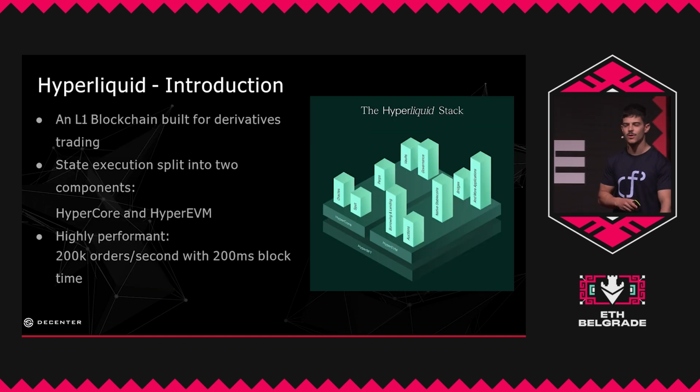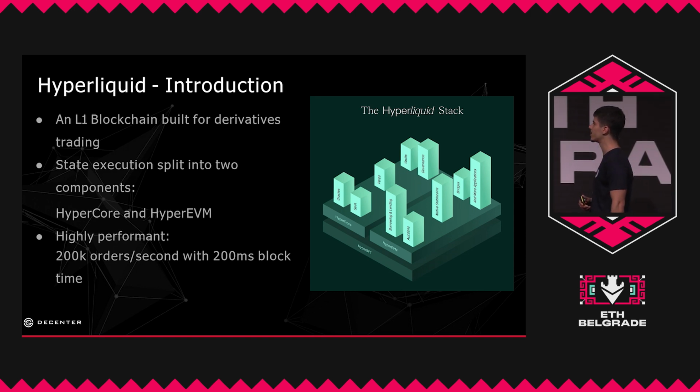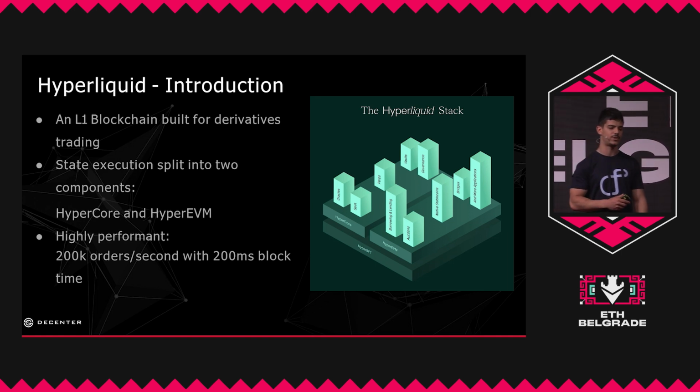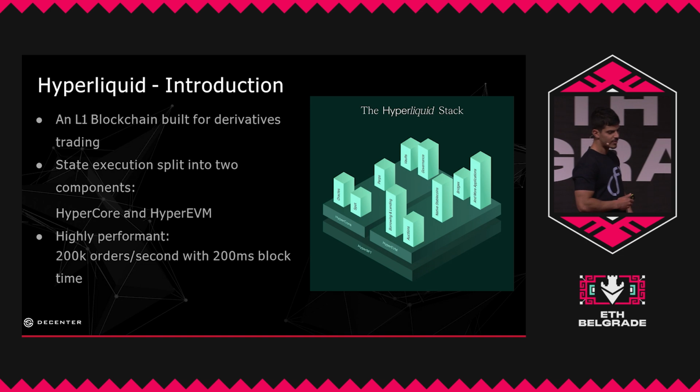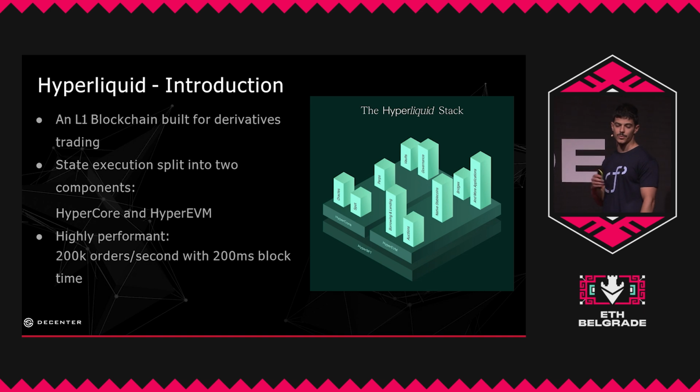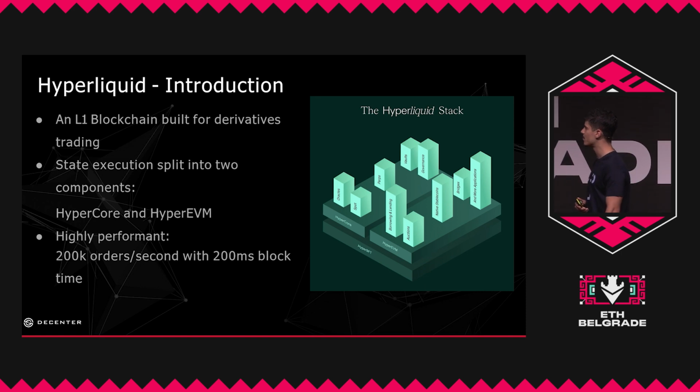Okay, so first, for those of you that are maybe not that familiar with what Hyperliquid is, Hyperliquid is a completely separate Layer 1 blockchain that is built and optimized for derivatives trading. It operates under the Hyper-BFT consensus mechanism, and it is highly performant. It has a throughput of close to 200,000 orders per second, and a block time of 200 milliseconds.